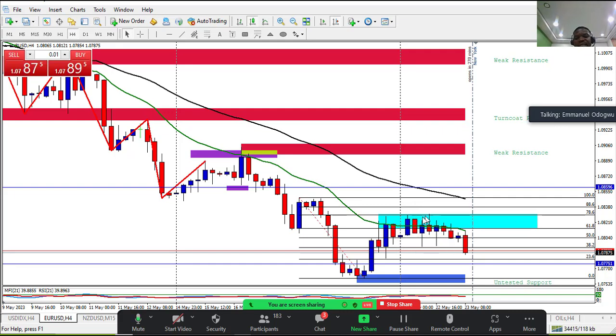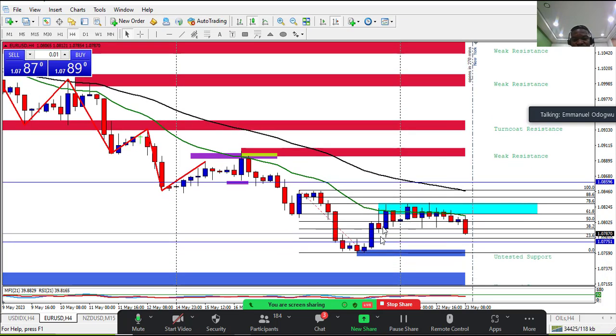So this area becomes our supply zone, what other traders want to call an order block. It is from here it got its strength to start pumping downward. So where is our target? Our target will be to take out this low. So that means I would like to sell downward to take out this low.